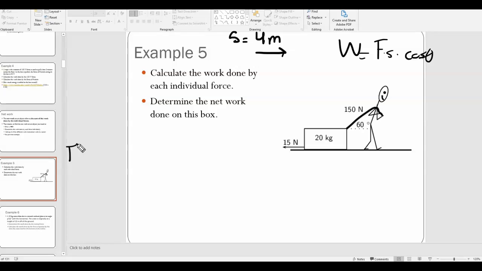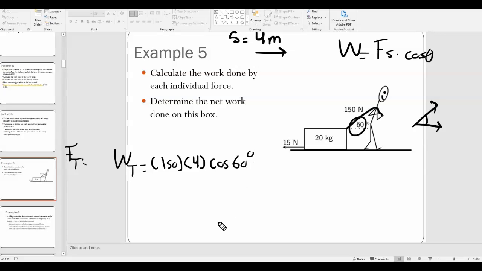So let's start with tension. We have Ft. The work done by tension would be equal to the force of tension, which is 150, times the displacement of the box, which in this case is 4 meters, times cosine theta, where theta is the angle between the force and the displacement. Well, the force is like this, along the rope. The displacement is to the right, like this. And so theta is just that angle right there, which is 60 degrees. So that would be cosine 60. Cosine 60 is 1/2, and so that's going to be 300 joules.